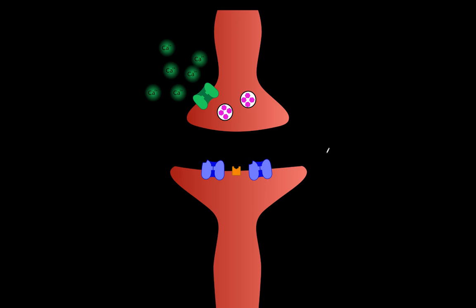So let's talk a little bit about what's going on in a chemical synapse. Let's just look at what we have here. Again, this is the presynaptic neuron up here. And then down here we have the postsynaptic cell.